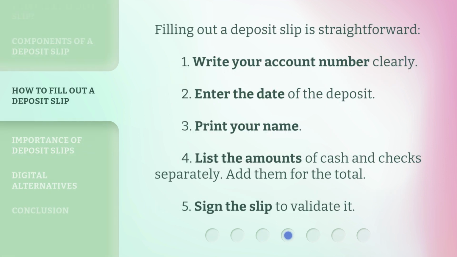Filling out a deposit slip is straightforward. 1. Write your account number clearly. 2. Enter the date of the deposit. 3. Print your name. 4. List the amounts of cash and checks separately. Add them for the total. 5. Sign the slip to validate it.